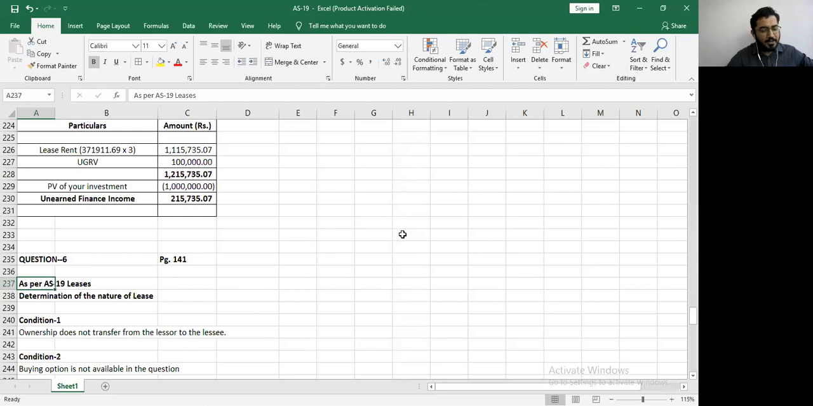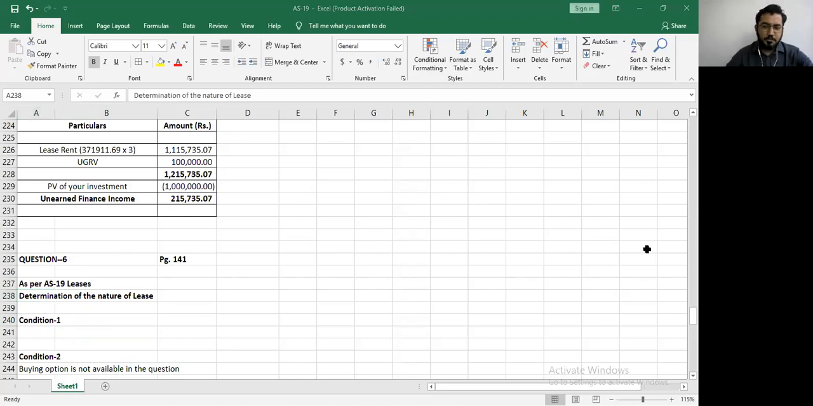Right. So since we have already done a similar kind of question earlier, let's try and solve it. This time you will solve along with me and we will go together. And of course, I will need your help in solving this question. So please pay attention and keep giving me information on the chat box. Put your first statement as per AS-19, determination of nature of lease.